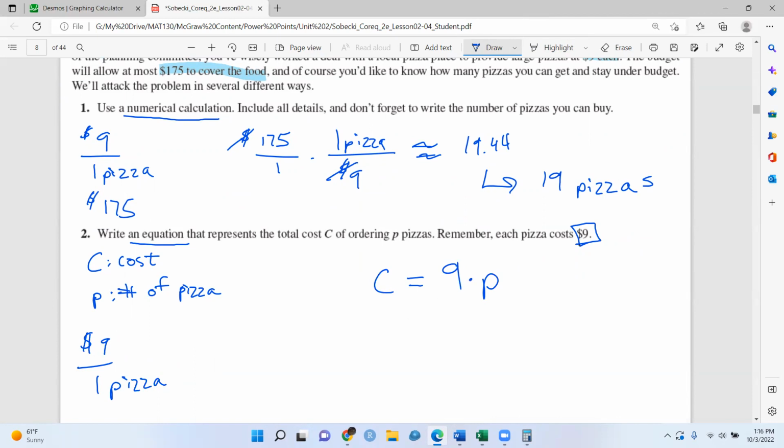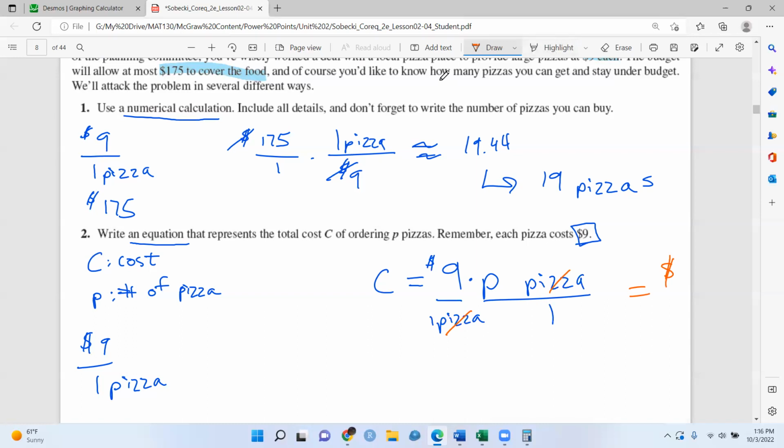And if we were to keep the units in here, this would be 9 over 1 pizza. And this would be P pizzas, technically over 1. And these pizzas would cancel if we were to actually know what P was equal to, and we would be left with dollars. And that's, again, where dimensional analysis can help you see if you've set up something correct or not.